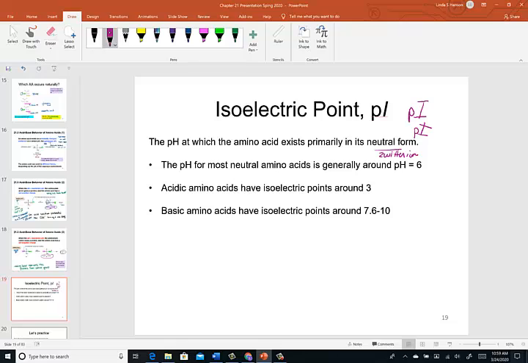For most neutral amino acids, the zwitterion exists at about a pH of 6. We know that we have a few acidic amino acids. Remember those? There were a few, glutamic acid and aspartic acid. Their isoelectric points are at around 3. And there were a few basic amino acids whose isoelectric points are about 7.6 to 10 in the basic range. But for the vast majority of those neutral amino acids, where the R group contains no additional functional groups of acid or base, the zwitterion is about pH of 6. So let's practice that.